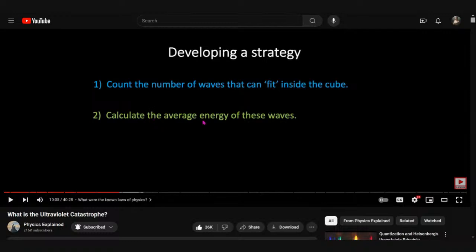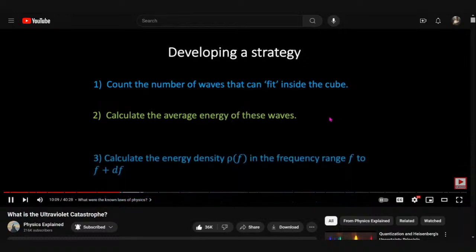Calculate the average energy of these waves. What does that even mean? Waves when in thermal equilibrium. What do you mean thermal equilibrium? Okay, like after you heat it up and it comes into thermal equilibrium with the room. And finally, you combine these two results to find the energy density for a particular range of frequencies.